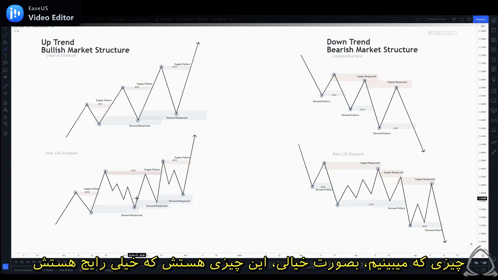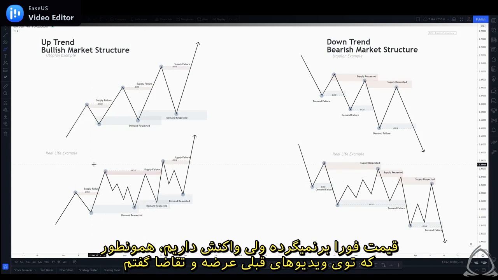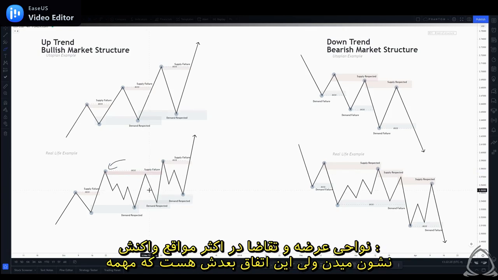And conceptually, and this is something that's quite common when we look at live charts, price respects this demand zone and moves to the upside. We tap into the previous supply zone. It doesn't immediately fail, but instead you do get a reaction. And as I said in the previous supply and demand zone videos, more often than not, supply and demand zones will have a reaction, but it's the follow through that's the most important.